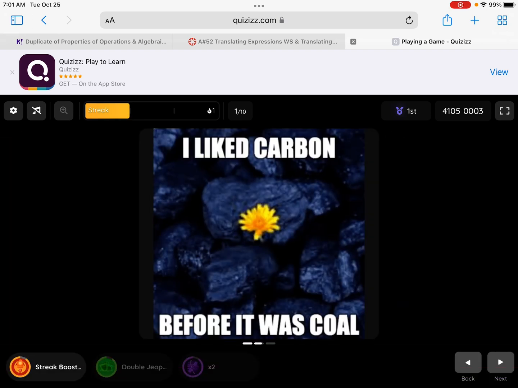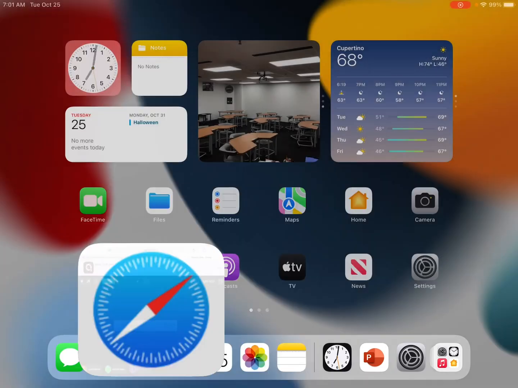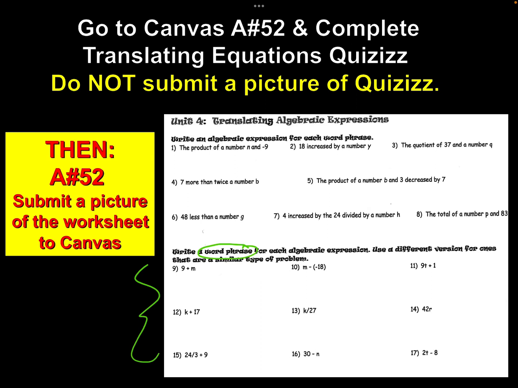All right, you do not have to submit a picture of this. You're not going to submit a picture of the Canvas quizzes. You're just going to complete it. I'm going to check on my computer that you have completed it, and I will check to see that you submit the worksheet to Canvas for me.